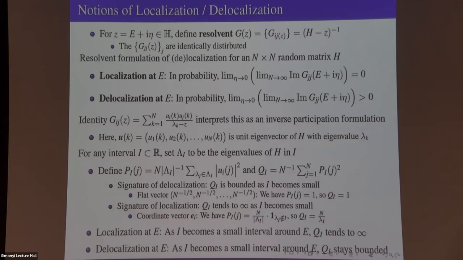Now if you plug this definition into this, you'll see that this resolvent notion of localization at E implies exactly the signature of delocalization and the signature of localization. So from now on, I will mainly just think about the resolvent. Localization is when the resolvent stays real. Delocalization is when the resolvent has some non-trivial imaginary part. But I just wanted to explain all the inverse participation ratio stuff to say that this does mean something in terms of actual eigenvectors as well.